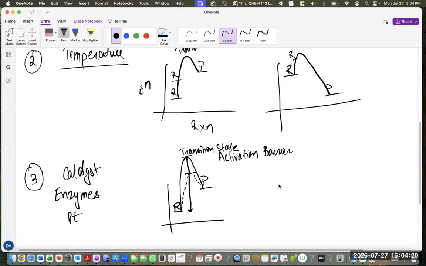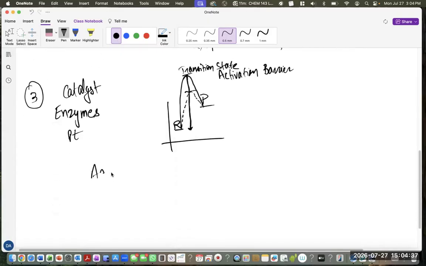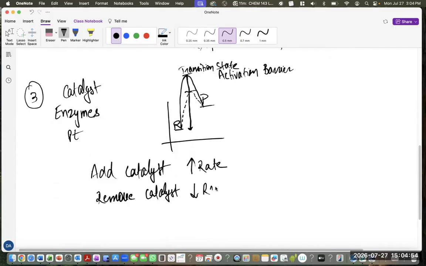So if you add the catalyst, the reaction will go faster. If you remove the catalyst, then the reaction will go slower. And with the temperature, just to summarize, the temperature goes up, the rate goes up. The temperature goes down, the rate goes down. You add the catalyst, then the rate of the reaction goes up. If you remove the catalyst, the rate will go down.